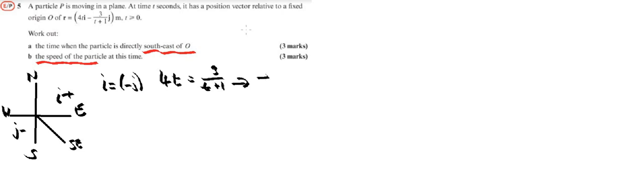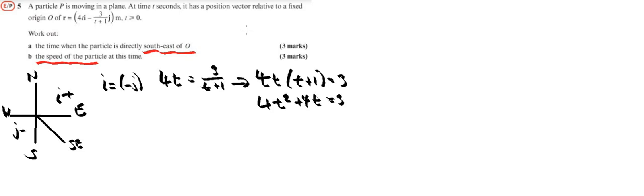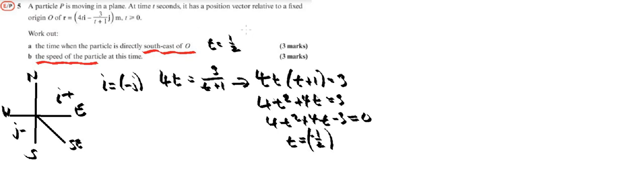So we'll multiply through by the denominator. So we've got 4t times t plus 1 equals 3. And then we'll turn that into a quadratic: 4t squared plus 4t equals 3. So 4t squared plus 4t minus 3 equals 0. And then we'll solve that quadratic, which gives us t equals minus a half. Okay, so that's it. So basically we find out that the time of the particle is t equals a half.